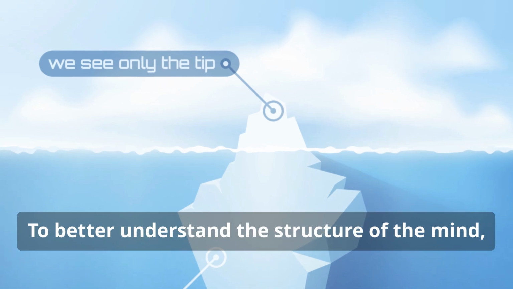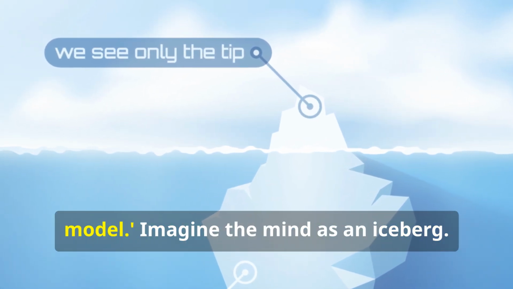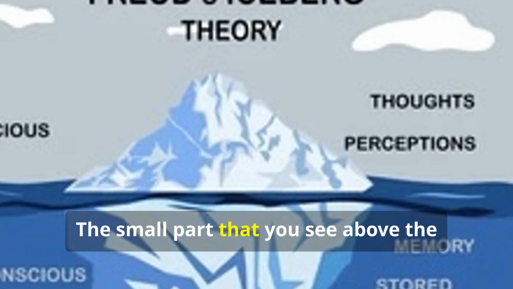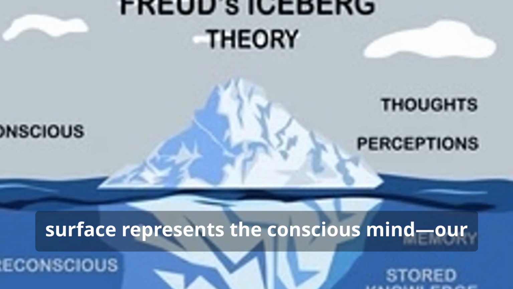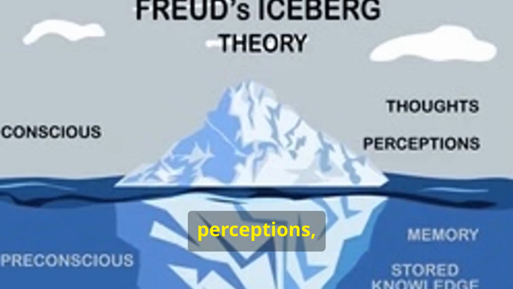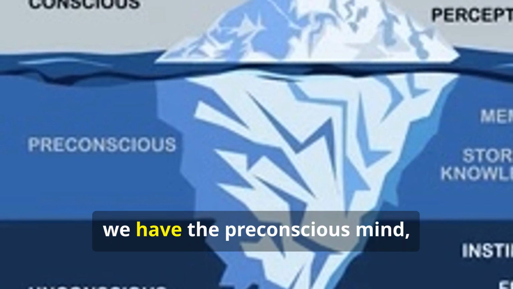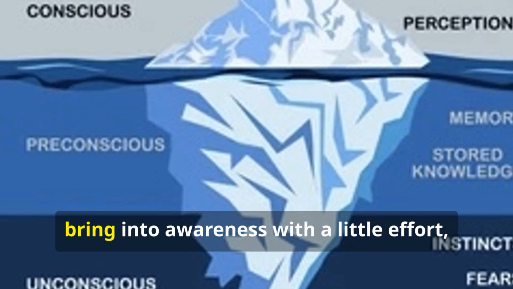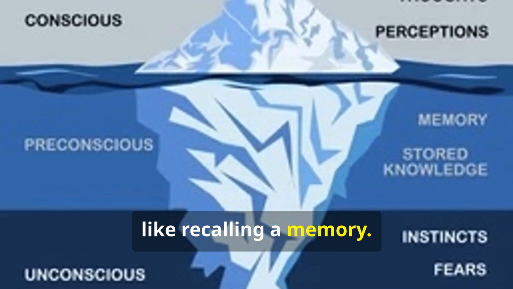To better understand the structure of the mind, Freud proposed the famous iceberg model. Imagine the mind as an iceberg. The small part that you see above the surface represents the conscious mind, our immediate thoughts, perceptions, and awareness. Just below the surface, we have the preconscious mind, which contains information that we can bring into awareness with a little effort, like recalling a memory.